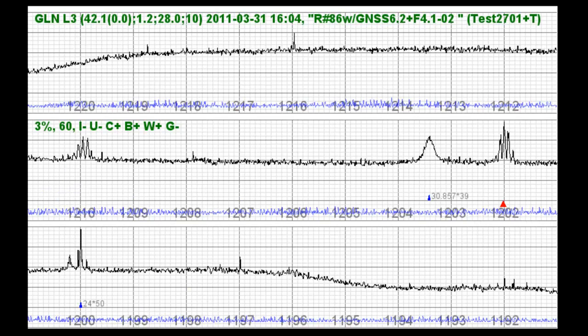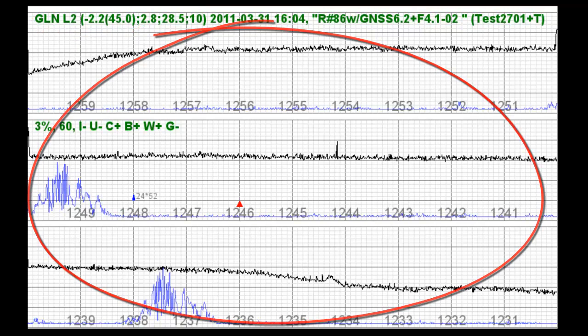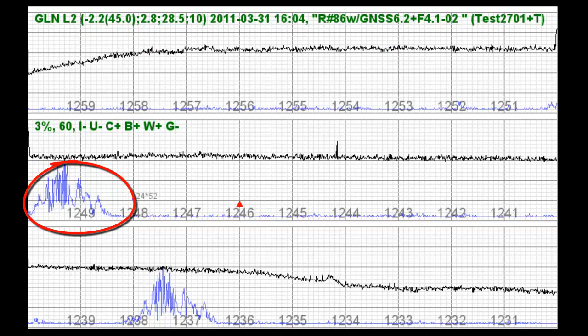GLONASS L3 and Galileo E5b share the same band. There are some interferences in this band. We can evaluate this band better when there are more satellites transmitting in this band. So far we have 3 items to look at: AGC numbers, spectrum shapes, and the blue AGC control voltage.